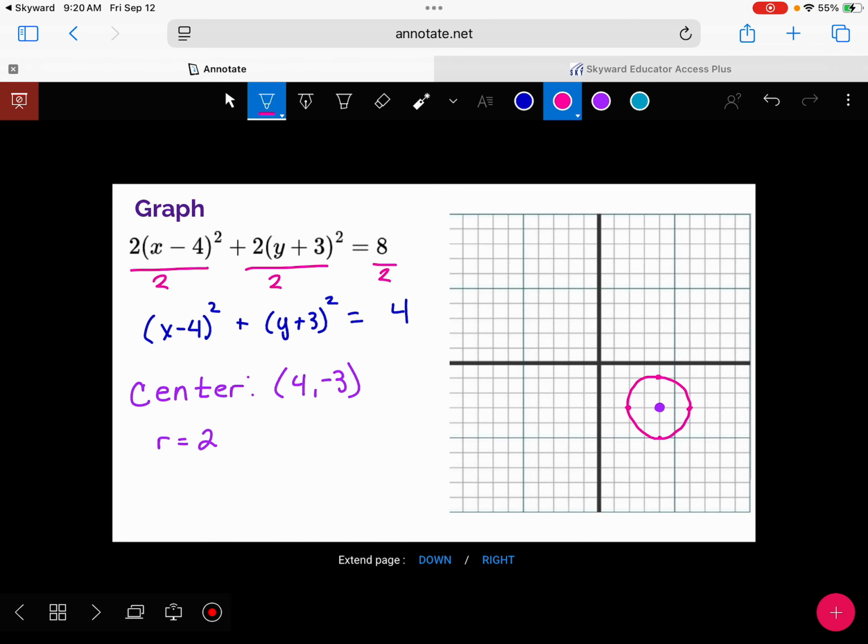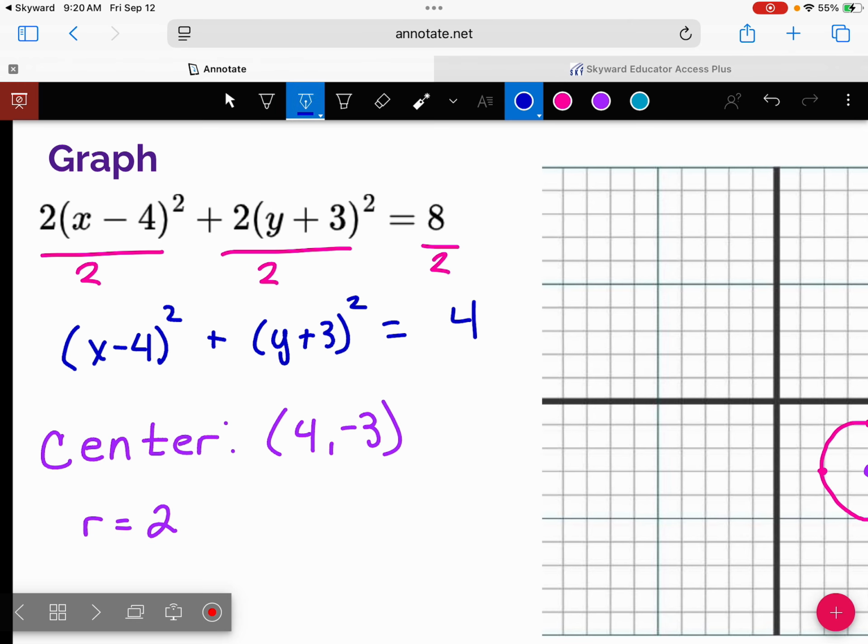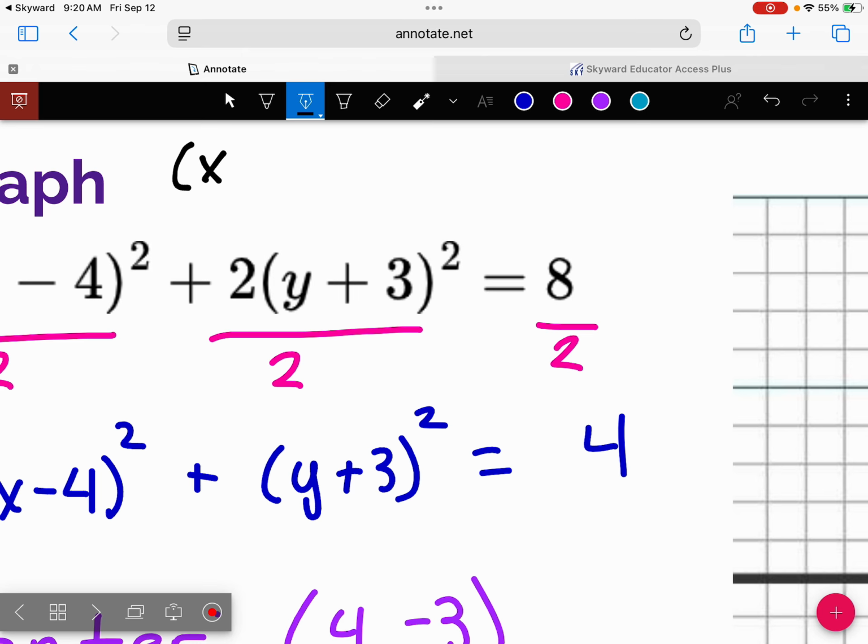Instead of the 4 being negative. Because when we're thinking through that original formula, it was x minus h squared and y minus k squared. Since it's inside the parentheses, it's got that opposite sign. When it's inside the parentheses, it gets that opposite effect.